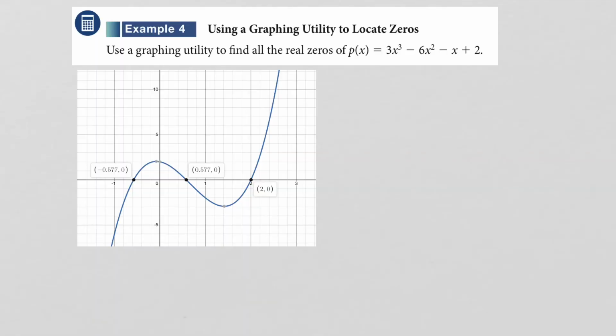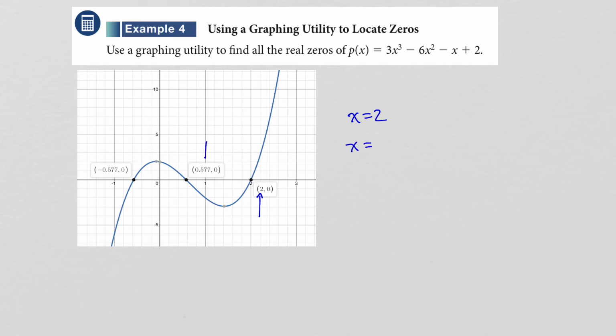Now the next example says to use a graphing utility to locate the zeros. And I want you to notice that this polynomial is the same as the one that we just did. Now there are many graphing utilities that you can find online. I found one and I have it on my iPad. And if you graph the function p of x, this is what it looks like. So you have a third degree polynomial function. And then what I did is I touched the x-axis at all the points where it crosses, and that gives you the zeros. So I want you to notice that one of your zeros is x equals 2.